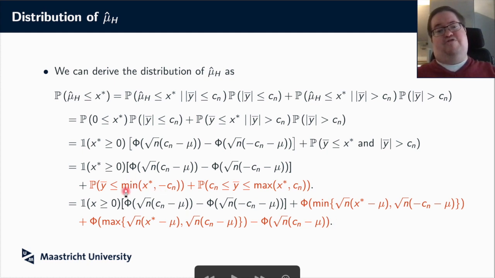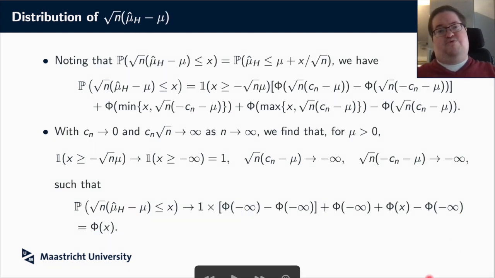Of course this does not change the minimum, so I can put these things inside the minimum. Same for the maximum: I multiply by square root n, subtract the mean, and put it inside the maximum. So now I've rewritten everything in terms of the standard normal distribution. That also means that this whole thing is the distribution of my hard thresholding estimator.